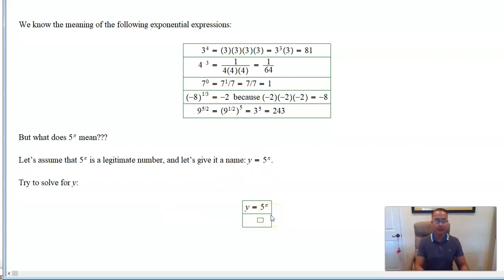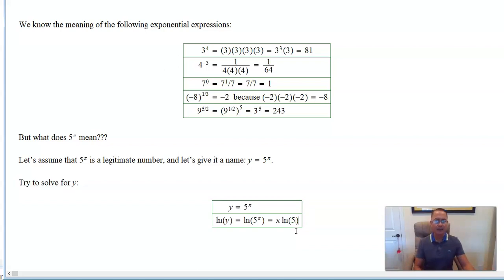And what can we do? Well, we can take the natural logarithm of both sides of the equation. So we have ln of y on one side and ln of 5 to the pi on the other side. I hope you remember your rules for ln. We said that ln of a to the x, some number to a power, we just drop the power. So that's pi ln of 5.